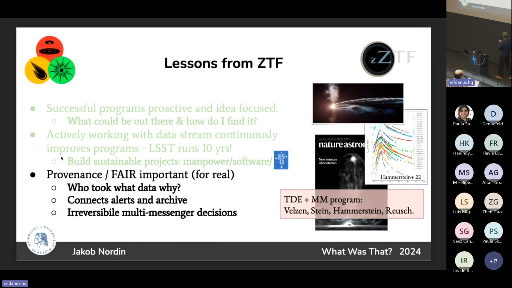Okay, so these were some musings based on ZTF. I think LSST will be exciting. I think we have learned a lot from ZTF, and I think if we design these evolving long-term products, we will do even better.